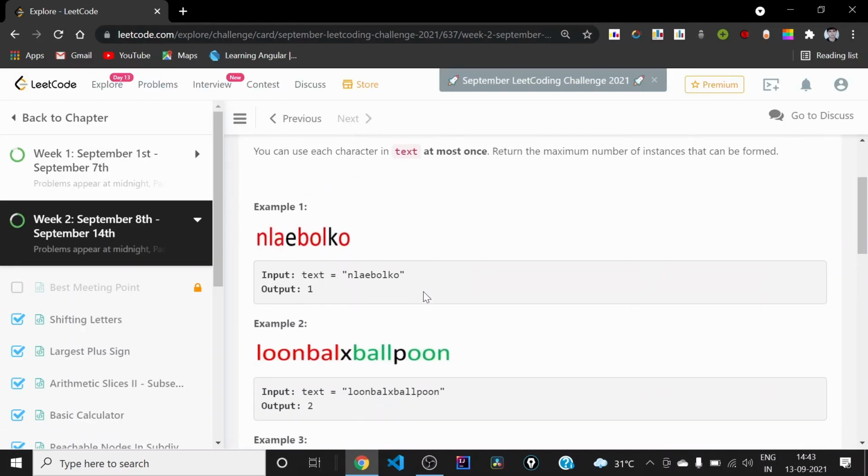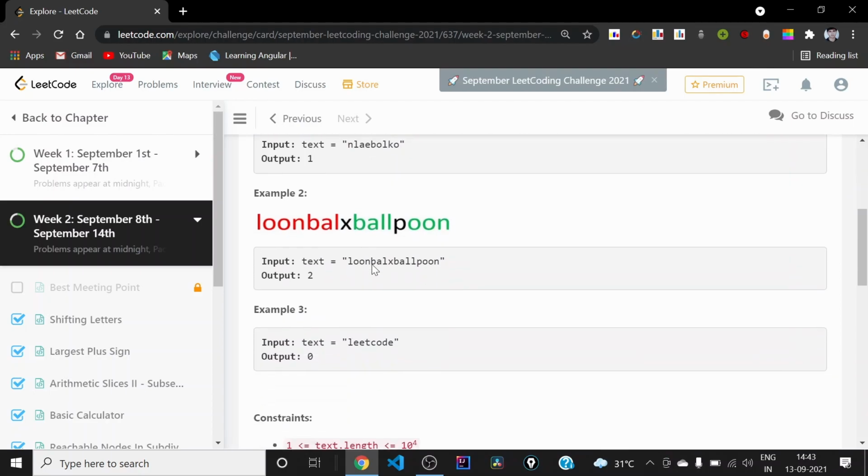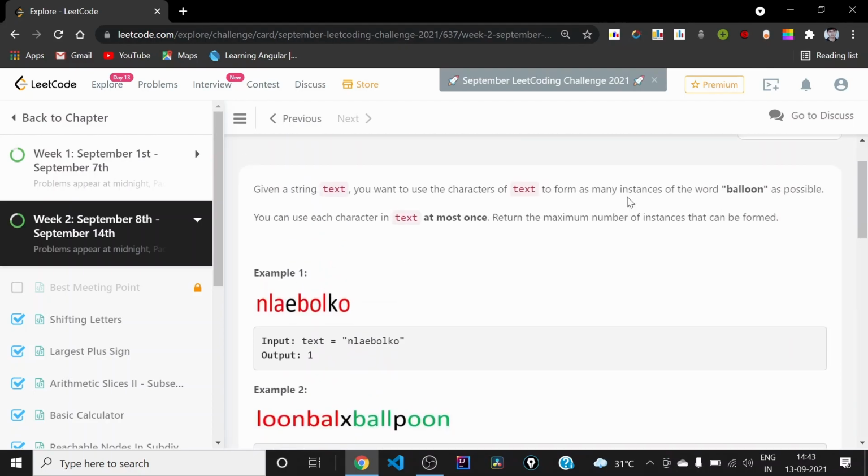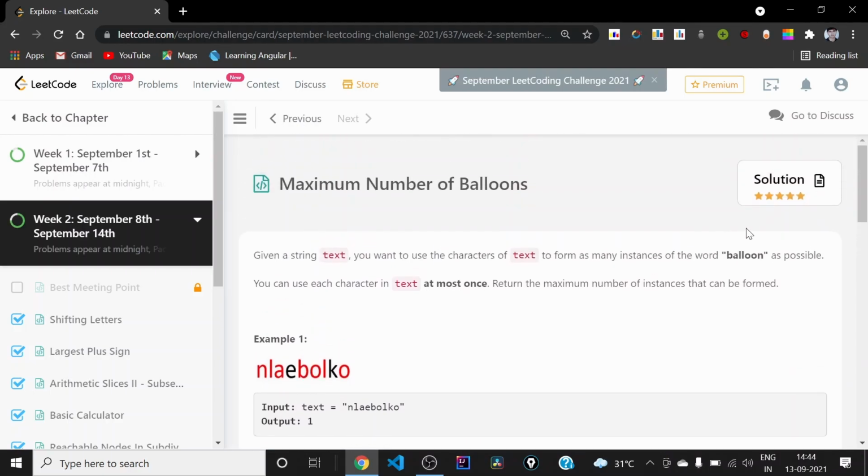In this problem, we have been given a text with some characters, and using these characters we have to form as many instances of the word "balloon" as possible. For example, to form one instance of the word balloon, we will need one B, one A, two L's, two O's, and one N. And we cannot use one character of the text more than once. So for forming two instances of balloon, we will need twice these characters.